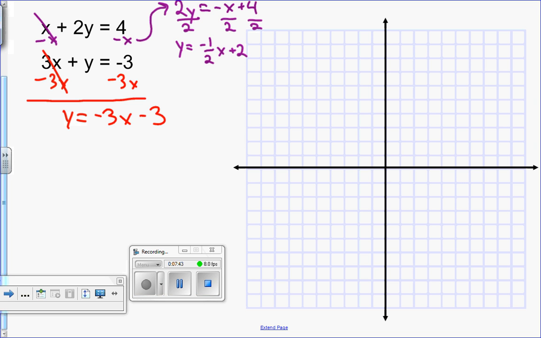So I'm going to graph y equals negative 3x minus 3 first. So the slope is negative 3, so I go down 3 from my y-intercept over 1, down 3 from my y-intercept over 1. I'm going to draw that line.